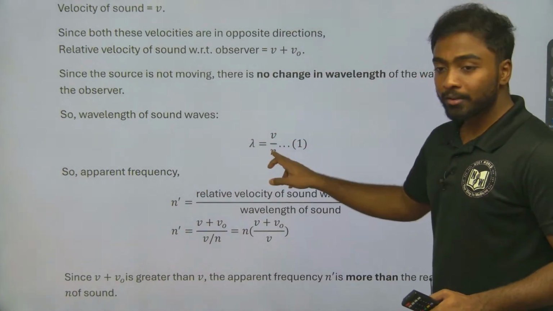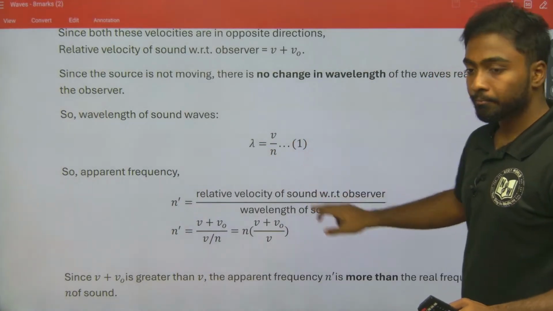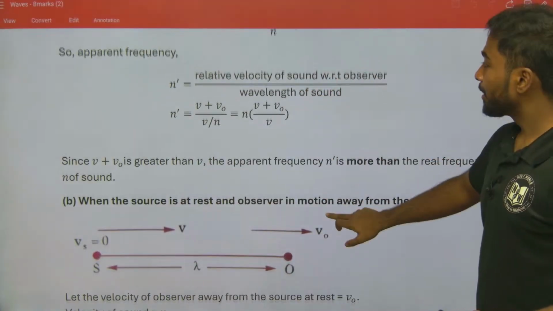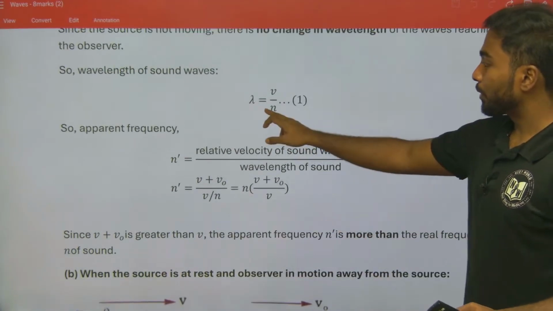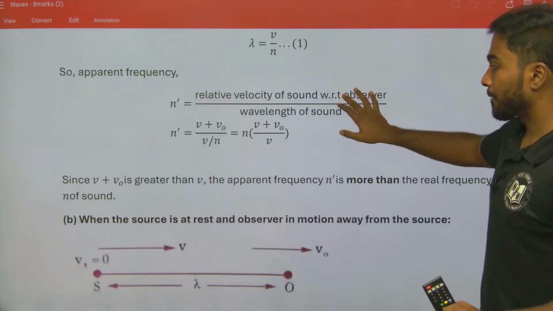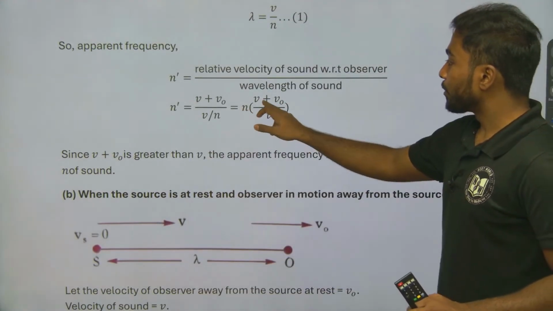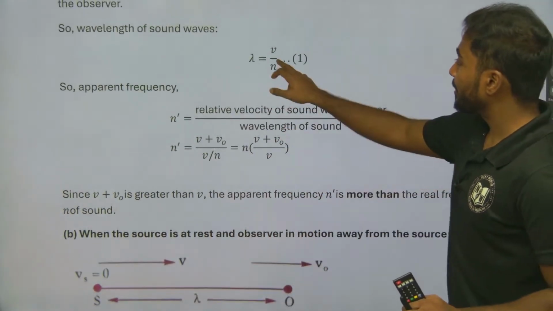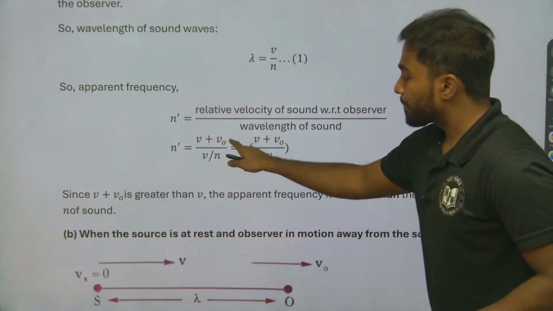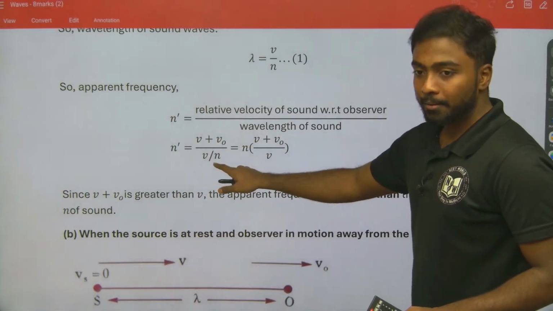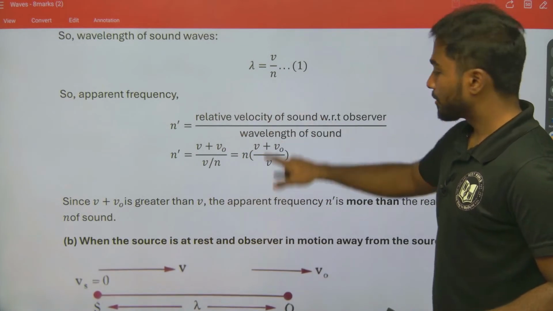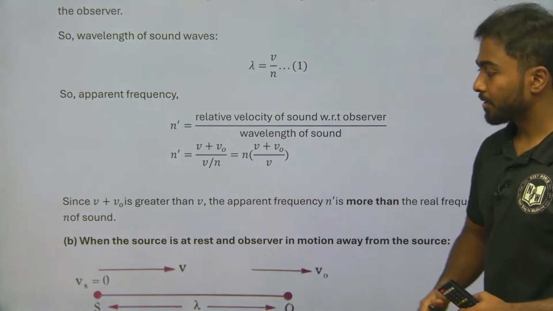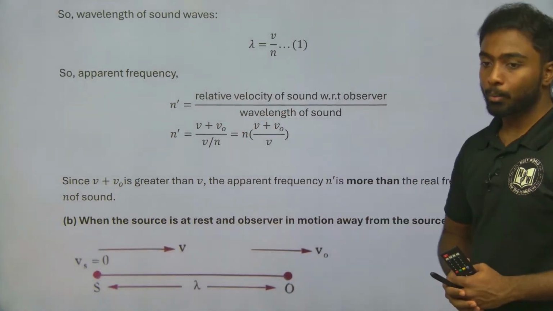So the wavelength of sound is lambda equals V by N. Now what can we write here? Relative velocity of sound with respect to the observer, divided by the wavelength of sound. What is the wavelength of sound? V by N. So this is V plus V naught by lambda. What is lambda? V by N. So N dash is N into V plus V naught by V. This is my apparent frequency.